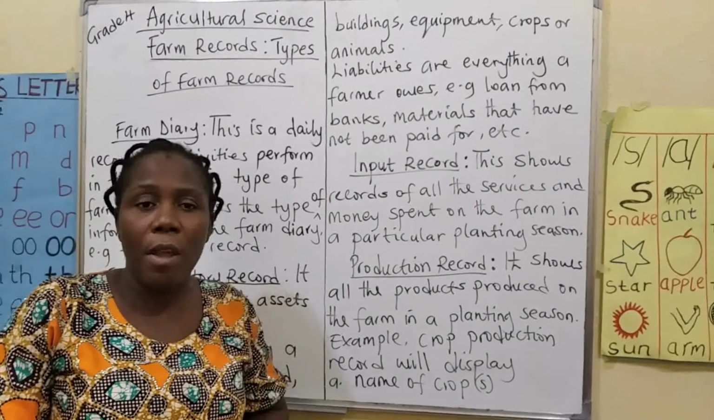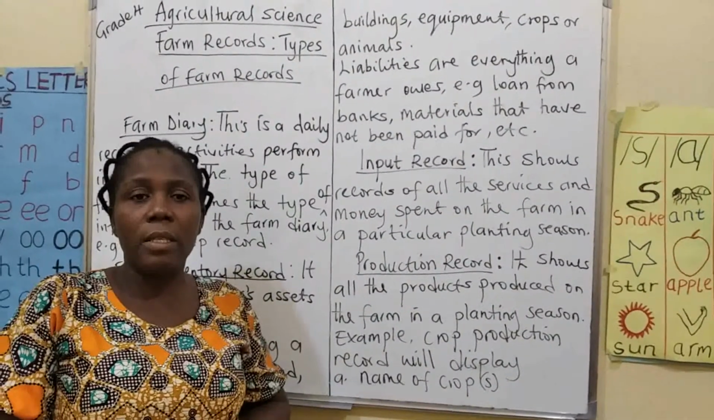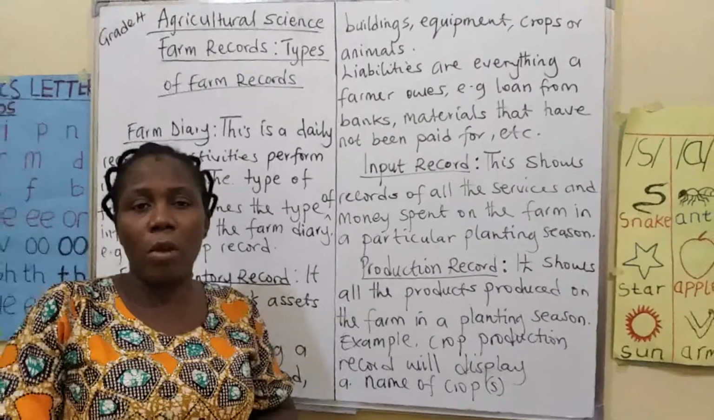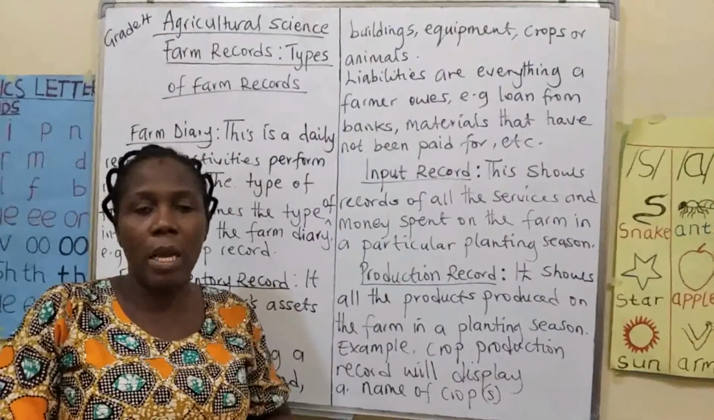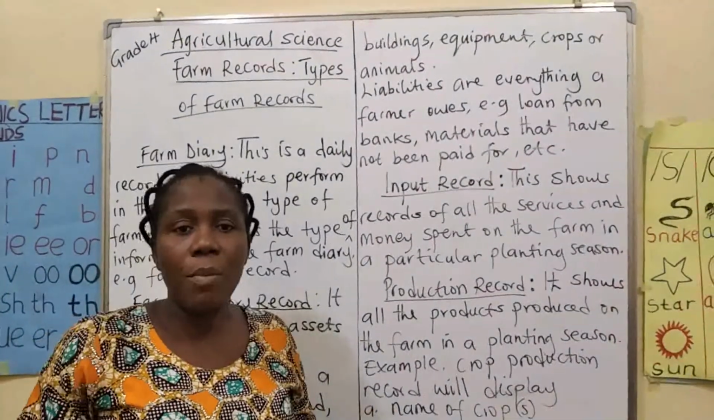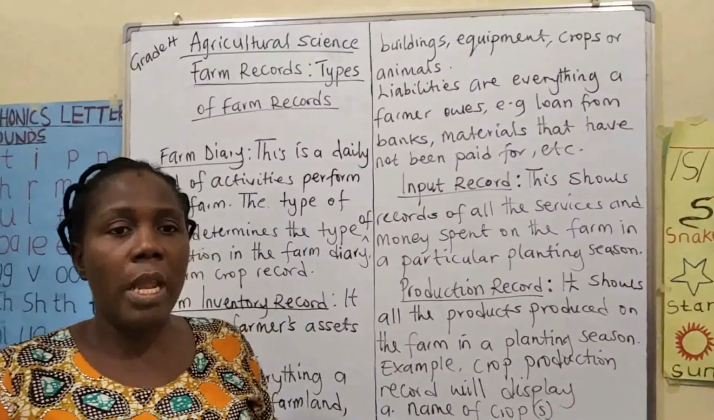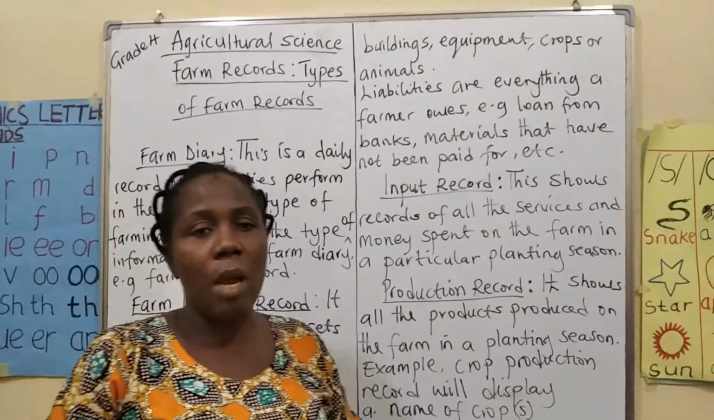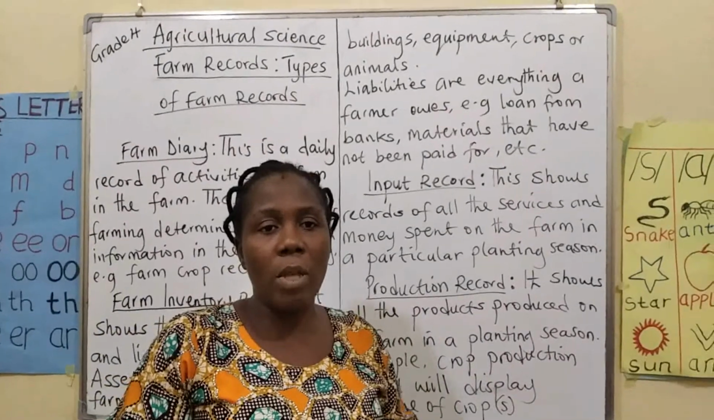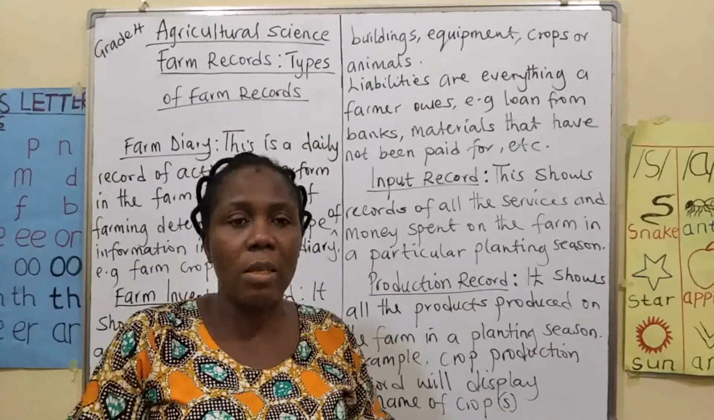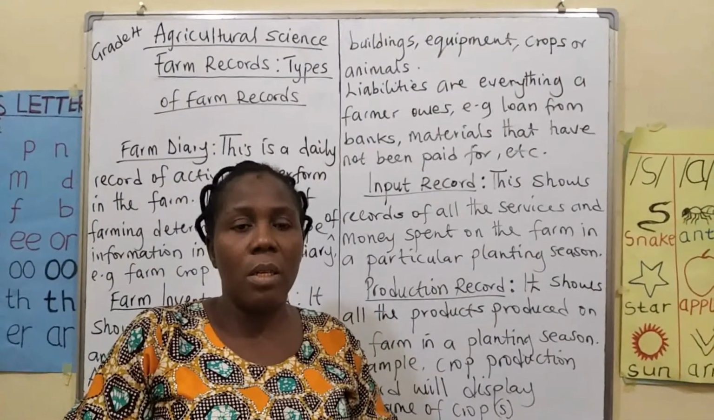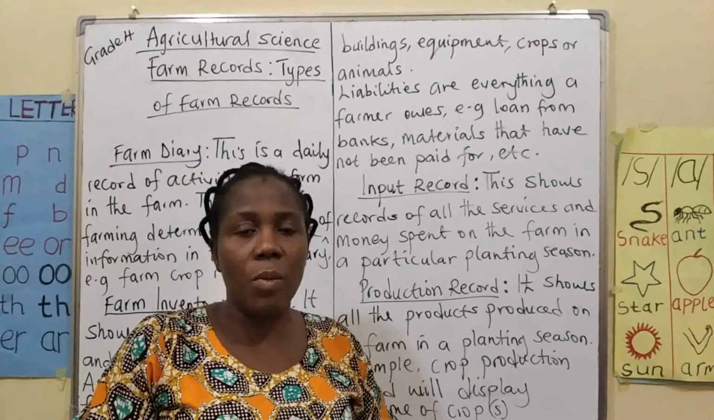Then another farm record we want to look at is the sales record, production record, and profit and loss accounts record. The farm record named the sales record will indicate what and what have been sold so far, and how much has been paid. This is what the sales record talks about.